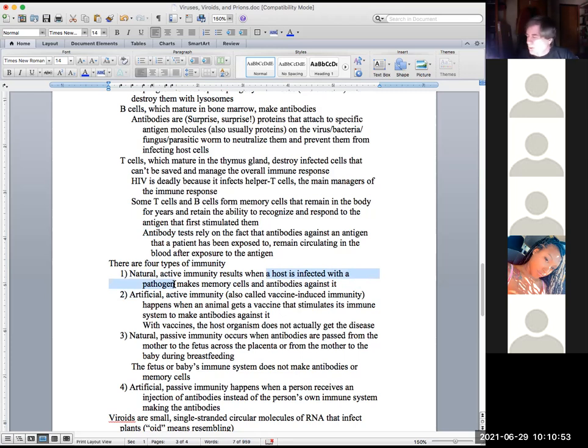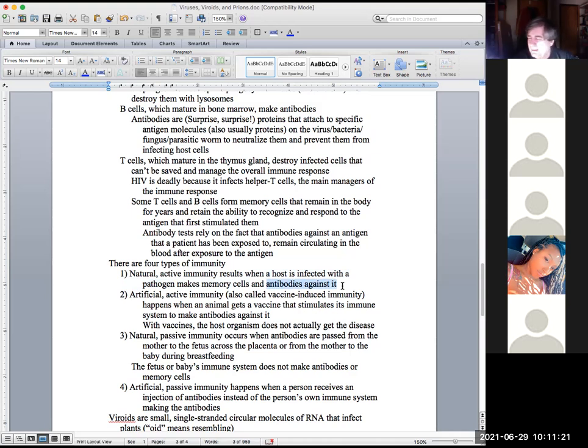So if you get infected with a pathogen, for instance, if you get a cold, colds are caused by viruses. If you get a cold, you'll make memory cells to respond to that virus so that the next time you get it, you probably won't even get a cold from it. You'll make antibodies, and this will be what helps you not get it the second time.